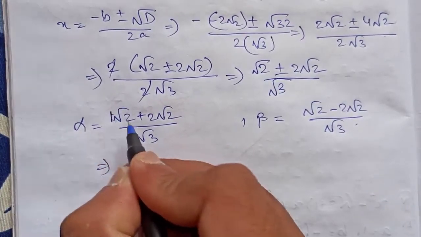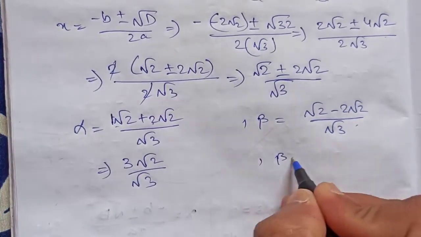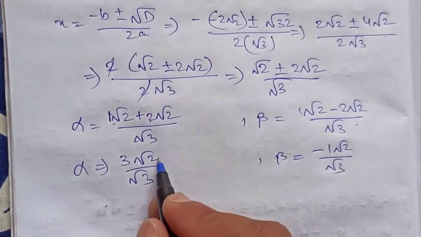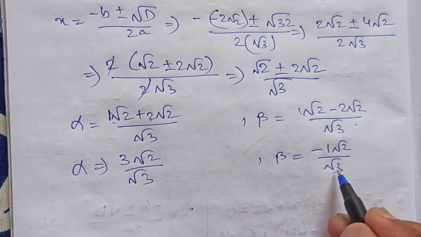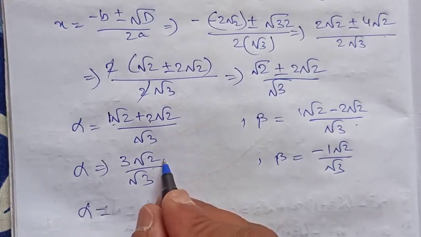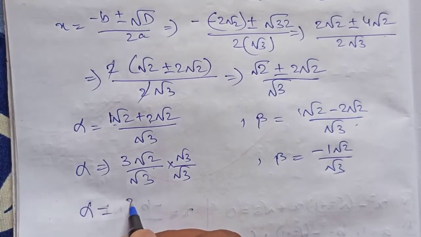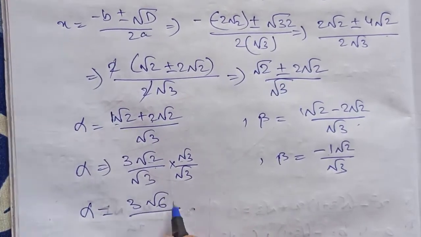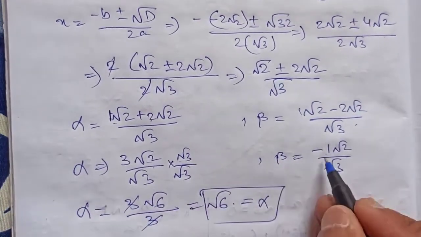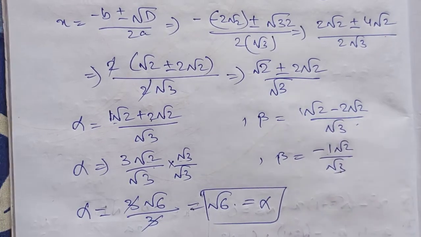Here there is no number, so we can take 1 plus 2 is 3 root 2 by root 3, and here we will get 1 minus 2, that is minus 1 root 2 by root 3. So alpha we got 3 root 2 by root 3 and beta we got minus 1 root 2 by root 3. Now by rationalizing again, you can get the value of alpha as, by rationalizing with root 3, 3 root 2 into root 3 is root 6 by root 3 is 3. Cancel 3 and 3. You will get root 6 as alpha and minus 1 root 2 by root 3 as beta. Okay. Next question.